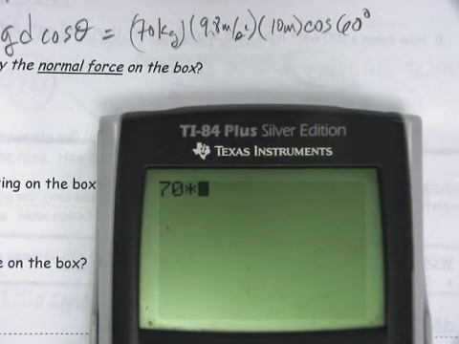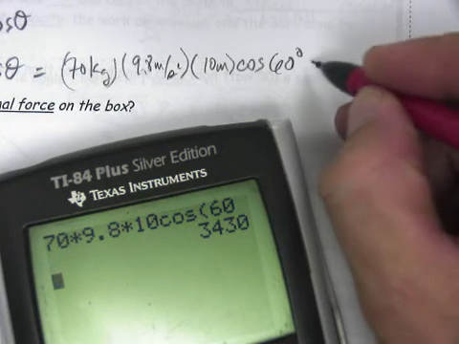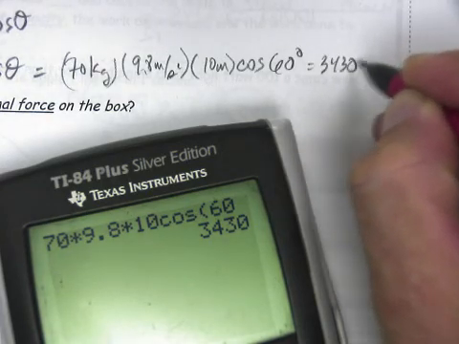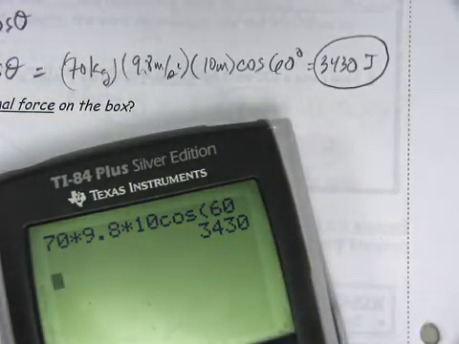So 70 times 9.8 times 10 times cosine 60. And then you get a total of 3430, and that'll be joules. And that's how much work was done by gravity.